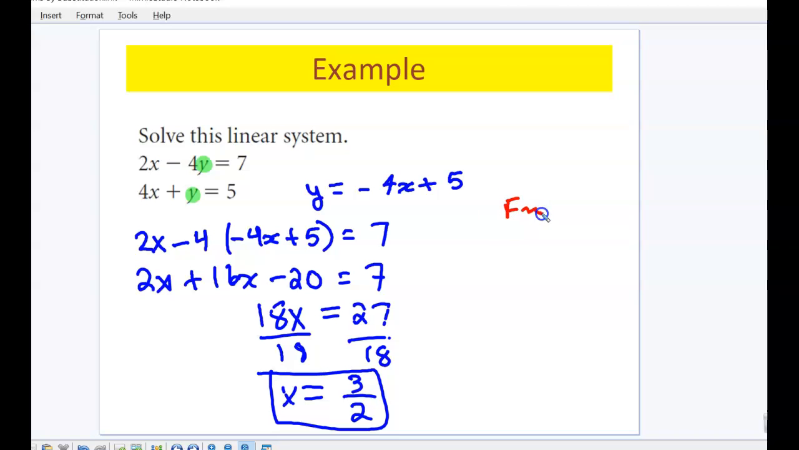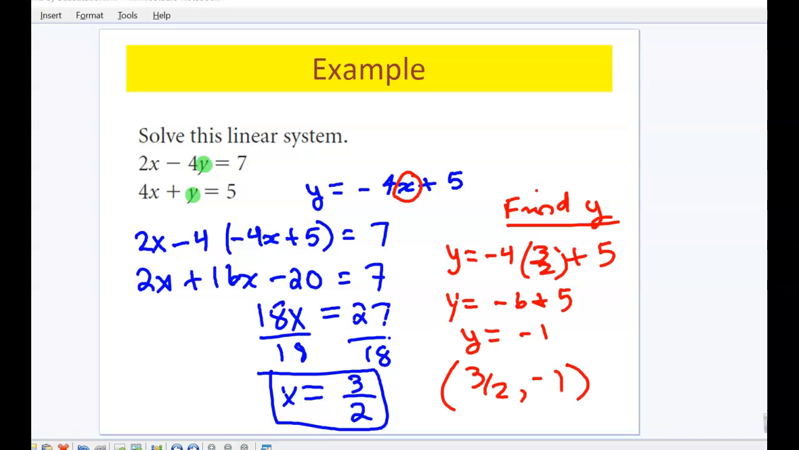So to find y, we do the same thing we did before. I have y equals negative 4 times 3 over 2 plus 5. So I'm substituting x into this equation up here. And negative 4 times 3 is negative 12 divided by 2 is negative 6 plus 5. So y works out to be negative 1.